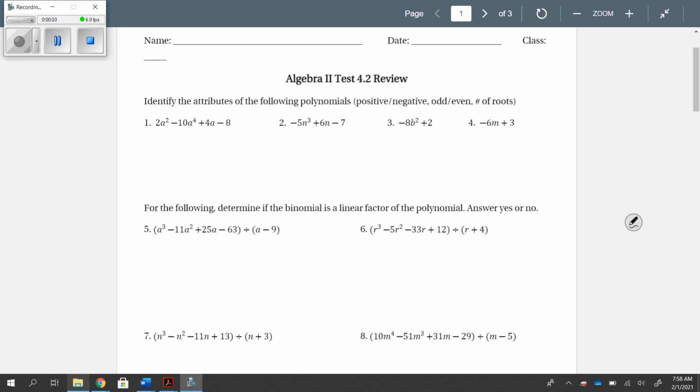All right, today we are doing the test review. We have the test tomorrow, so I just want to do a couple of each to make sure you're ready.